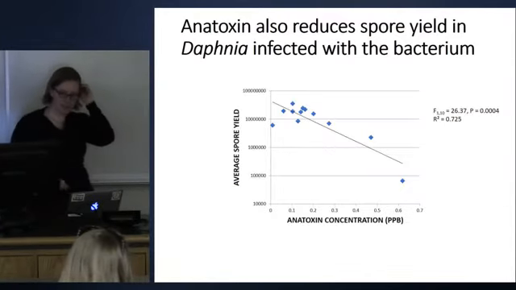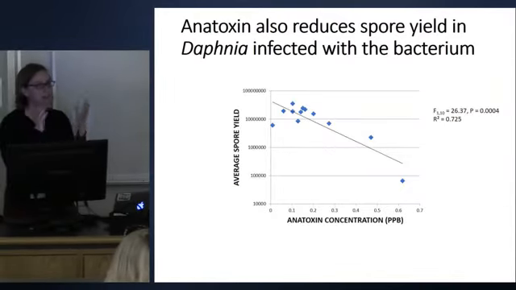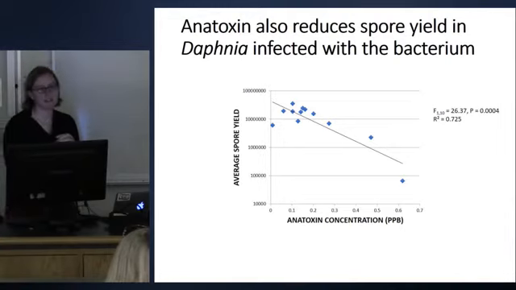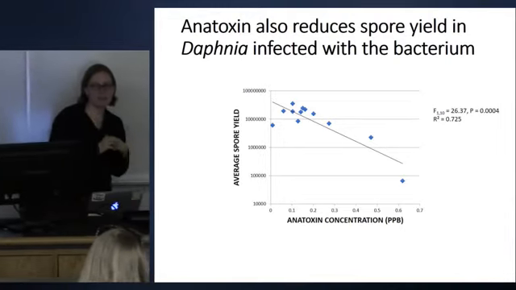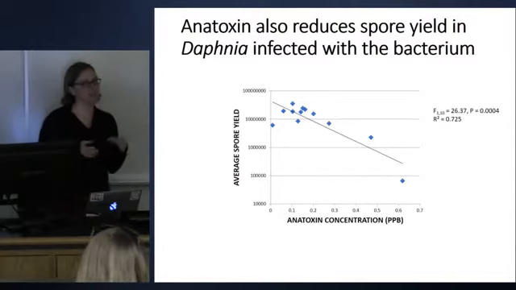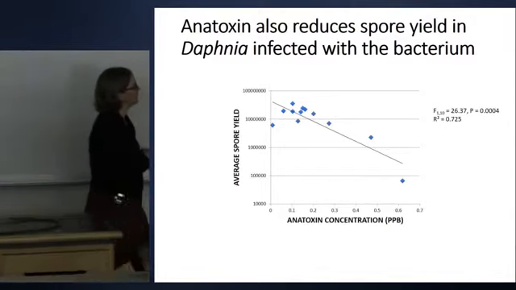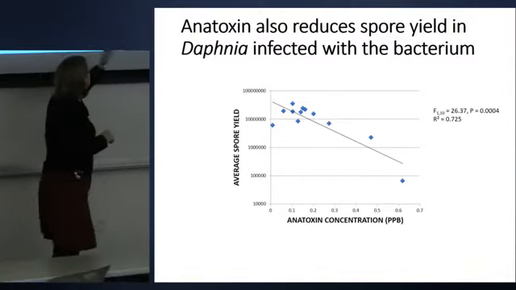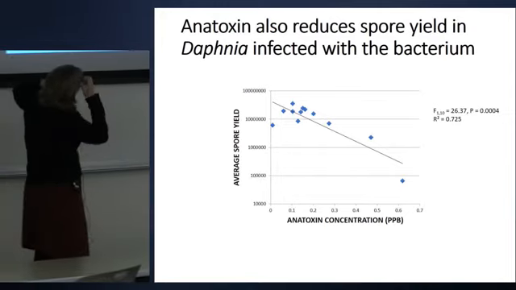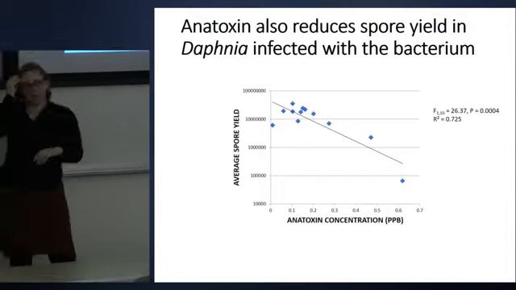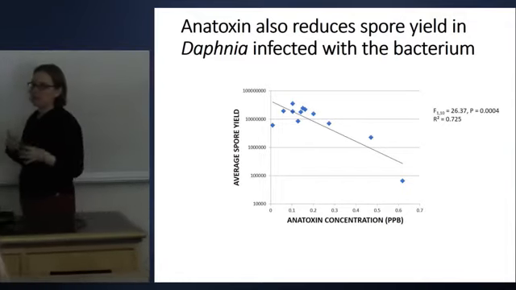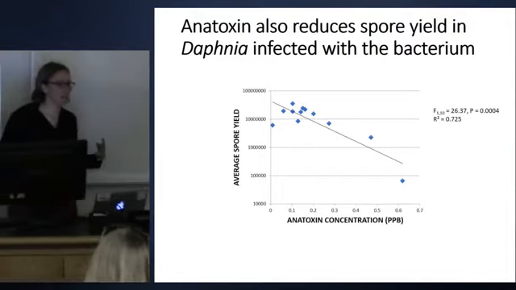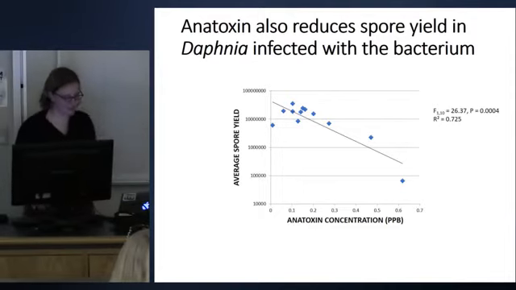I mentioned before that Anabaena prevented fungal infections. Anatoxin also seems to reduce spore yield in Daphnia when they're infected with the bacterial parasite. This is the anatoxin concentration on the x-axis and the spore yield on the y-axis, and there's a pretty clear negative relationship there. So it seems like there might also be some antibacterial properties of anatoxin, and that's another thing we plan on following up on.